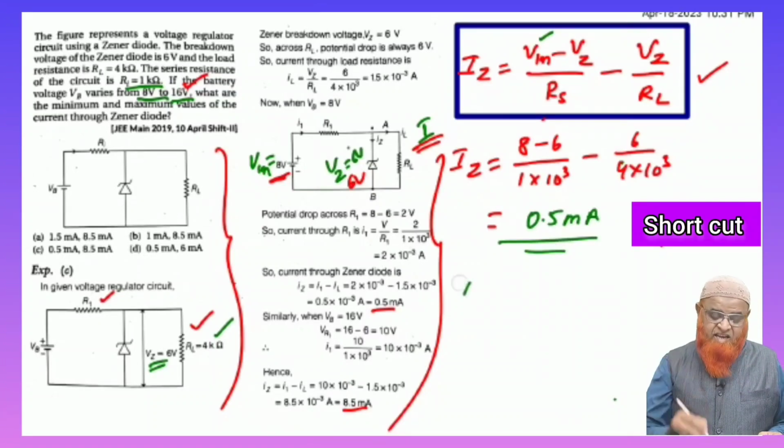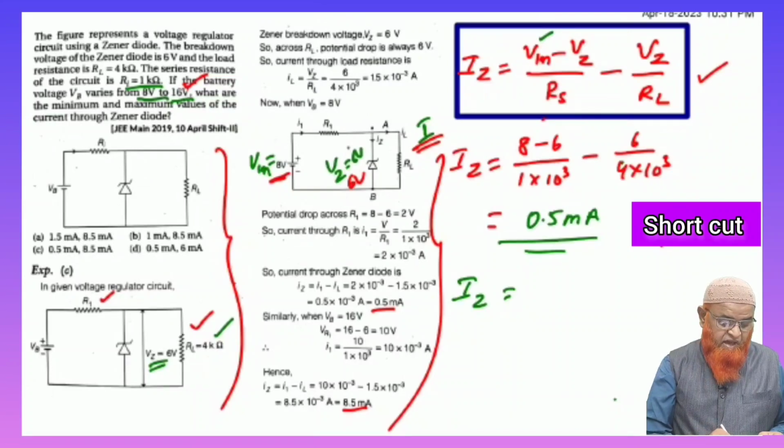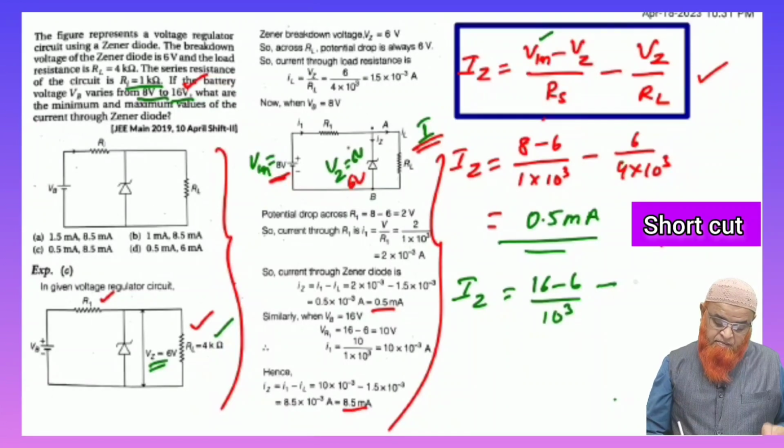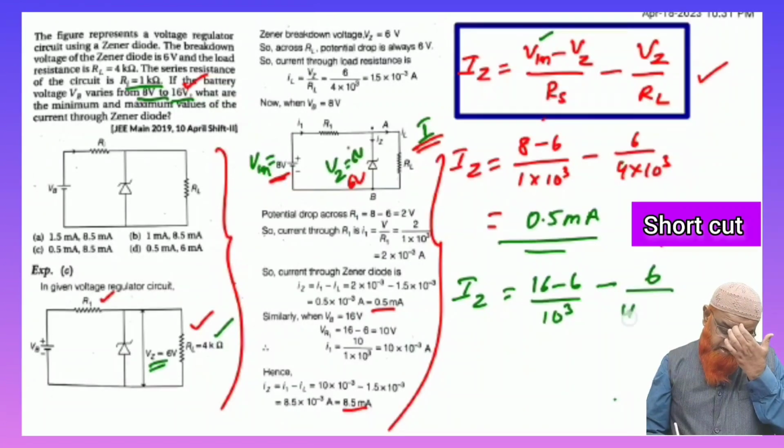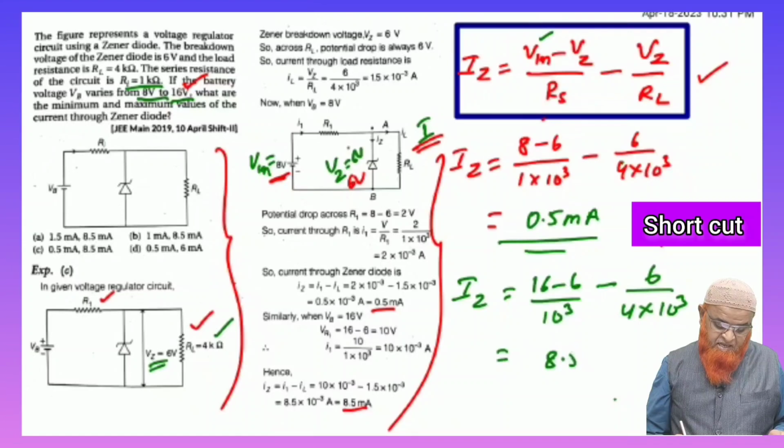In the second case you can apply the same formula, but the input is varying from 8 to 16, so in the second case you have to take 16. 16 minus 6 by 10 power 3 minus Vz, that is 6 by 4 into 10 power 3. If you substitute here in the second case, you'll get the answer as 8.5 milliamperes. That's it. How much time have you taken? 5 seconds for the first case and 5 seconds for the second case.